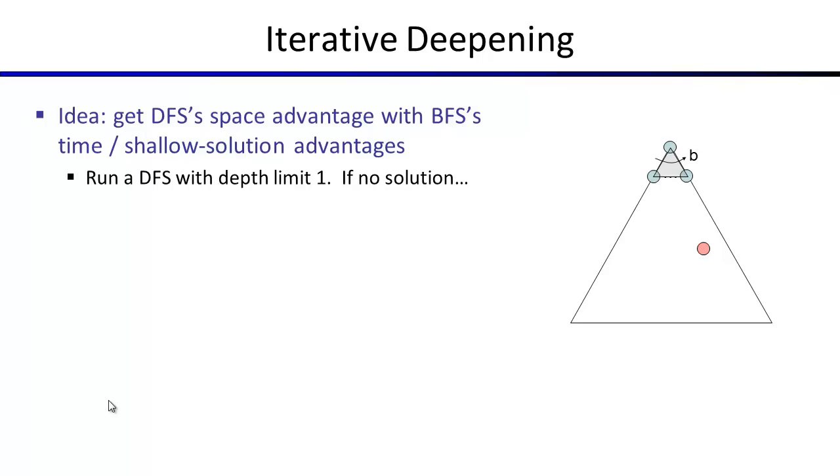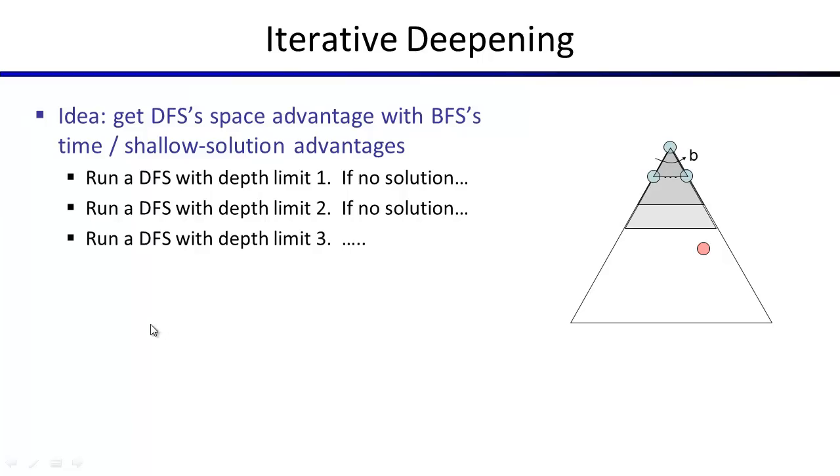If you find a solution with a depth limit of 1, then you're done. You found your solution. If you didn't, then you run depth-first search again with a depth limit of 2. If you found a solution, you found the shortest path in terms of number of actions, right? This happens to be at depth 2. If you didn't find a solution, well, then you continue. You run a depth-first search with a depth limit of 3. Keep doing this until at some point you're running a depth-first search with a deep enough depth limit that you do find the shallowest solution.